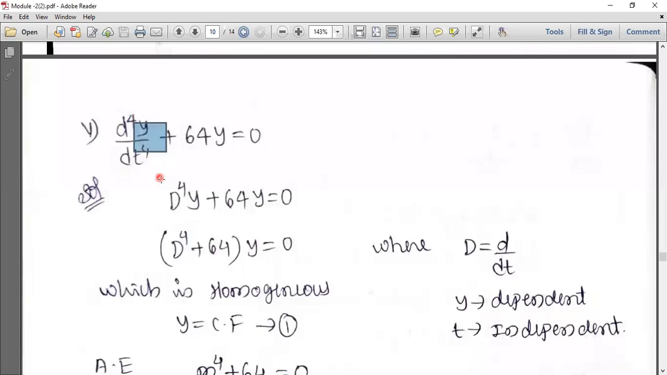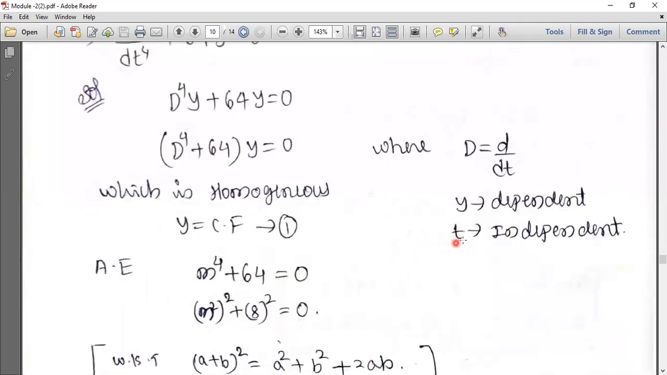So I can write this as capital D raised to 4 on y plus 64y equal to 0, that is D raised to 4 plus 64 into y equal to 0, where capital D is d by dt. This is a homogeneous equation because it is equated to 0. We have to write only the complementary function, and here y is the dependent variable, t is the independent variable. So write y equal to complementary function. Next, what is the auxiliary equation? The auxiliary equation is m raised to 4 plus 64 is equal to 0.